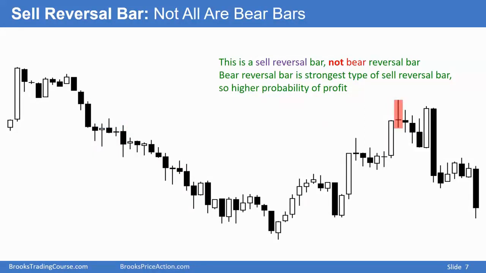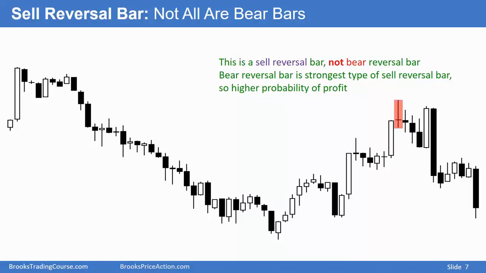Remember, not all sell reversal bars, not all sell signal bars have bear bodies. Look at this bar. We got 3 pushes up, 1, 2, 3. We're at a lower high. You can call it a double top. In any case, it did not break above the top of the sell climax, the top of the bear trend. 3 legs up, so it's a wedge top.